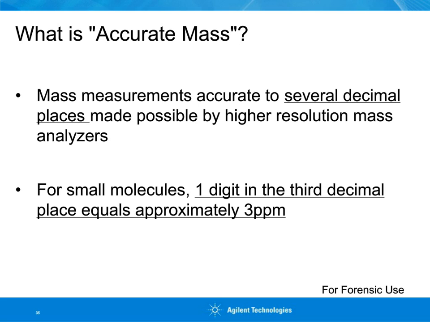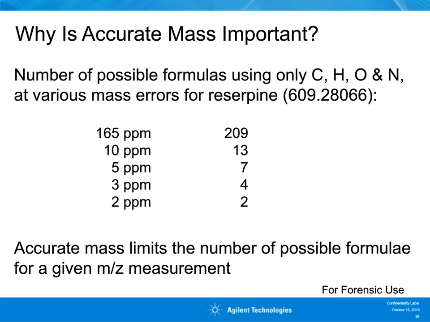Why is this important? Well, when you're using accurate mass to identify an unknown, having a higher degree of resolution with regard to accurate mass, having better accuracy in your mass measurement, limits the possible number of formulas that can be associated with that measurement. So let's take a common compound, reserpine, which is used as a check standard. This holds true for any type of toxicological compound as well. Reserpine would have a nominal mass of 609. Its theoretical mass is 609.28066.